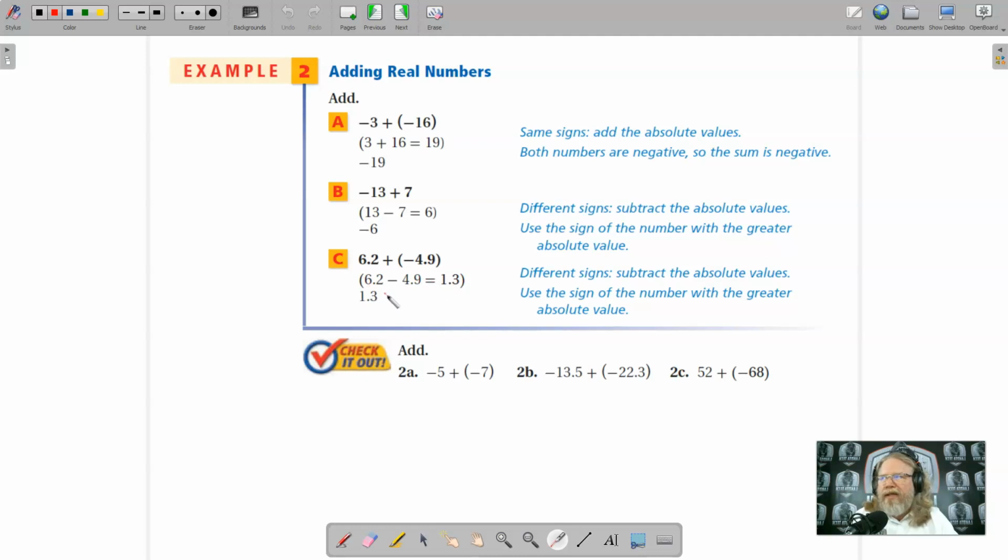Does it need to be negative or positive? Well, 6.2 has a greater absolute value than negative 4.9. So since 6.2 is positive, our answer is going to be positive as well.